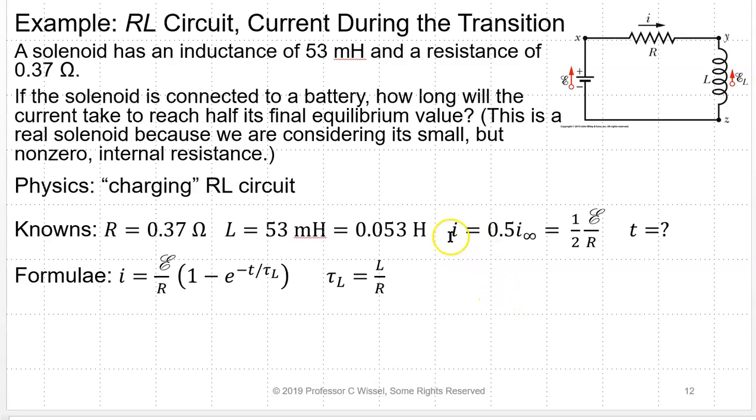And we want to find out the time it takes to reach 1/2 of the equilibrium value for current. So I equals 1/2 E over R. This would be the final current. So it's a charging inductor. It's building up. So I equals E over R times the quantity 1 minus the exponent minus T over tau L. And tau L is just a time constant of L over R.